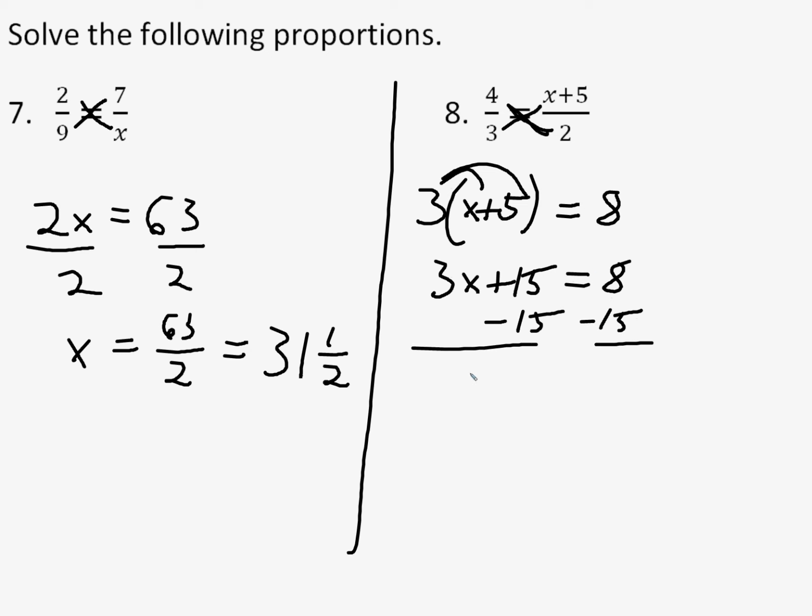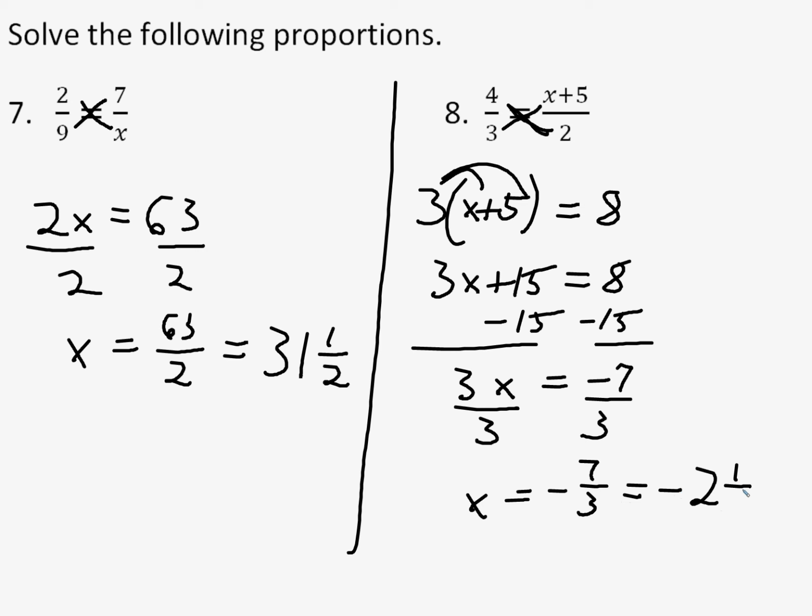and we get 3x is equal to negative 7, and dividing both sides by 3, we finish with x is negative 7/3. And again, if you wanted to change that into a mixed number, you would get negative 2 1/3. So either one of those answers is fine.